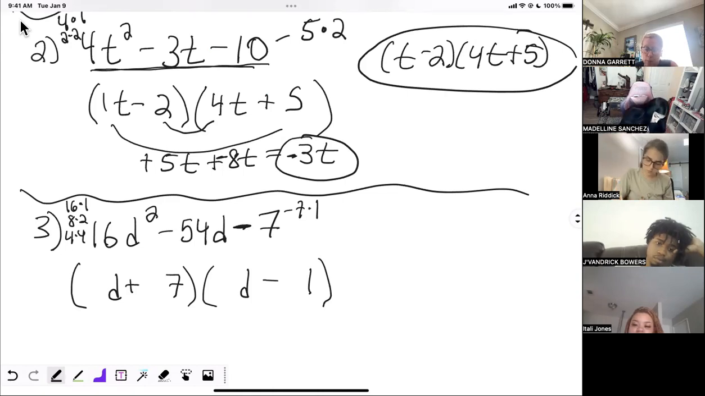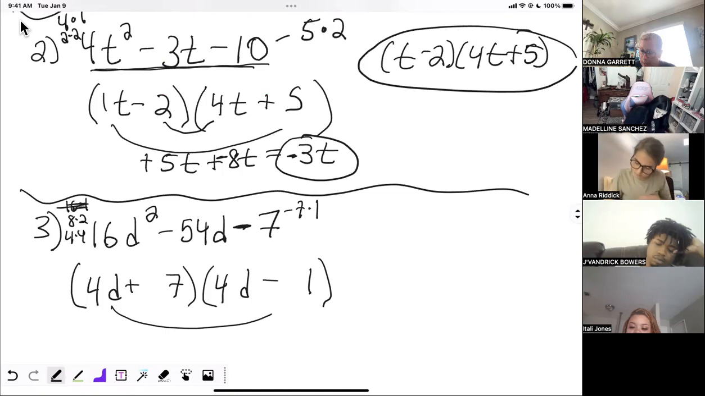16 and 1 seems really big. I tend to not do them unless I have to, because it's the only one left. So I'm just going to take that out for now. So it's going to be 4 and 4 or 8 and 2. So let's try 4 and 4. All right, so once I place them, we're going to look outside and inside. We're going to multiply outside, multiply inside, and see if we have what we need. So that makes negative 4d. That makes 28d. And I put them together.